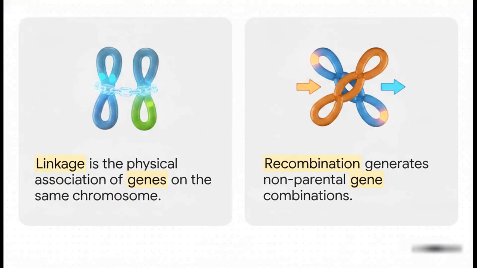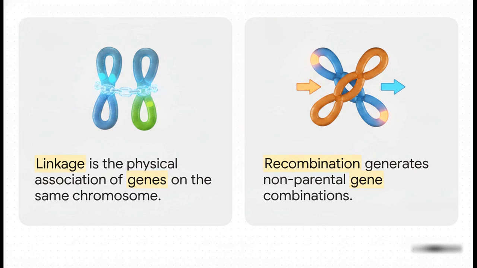So Morgan starts crossing these flies, and suddenly he notices something really weird. When he crossed dihybrid flies, the resulting ratios completely deviated from Mendel's expected 9-3-3-1. What was happening? Well, he discovered that some genes were actually located on the same chromosome, meaning they couldn't assort independently. To explain this, he coined two vital terms. Linkage is the physical association of genes on the same chromosome, which basically causes parental traits to be inherited together. And recombination is the generation of new non-parental gene combinations, which happens because of crossing over.